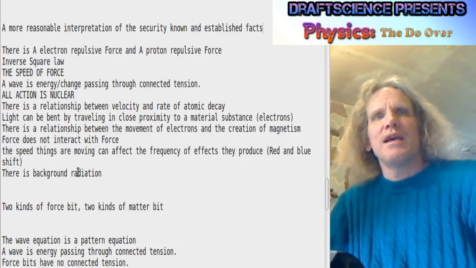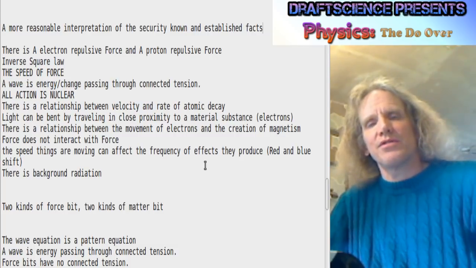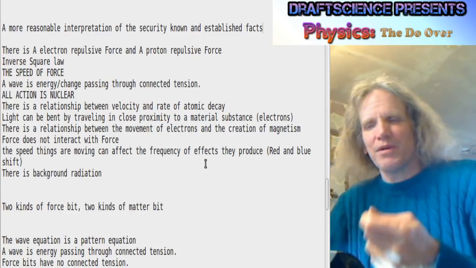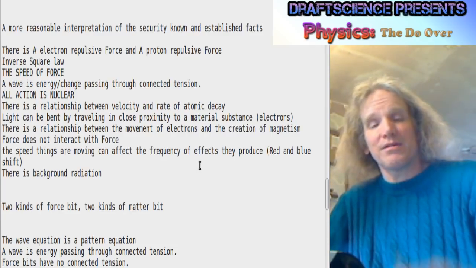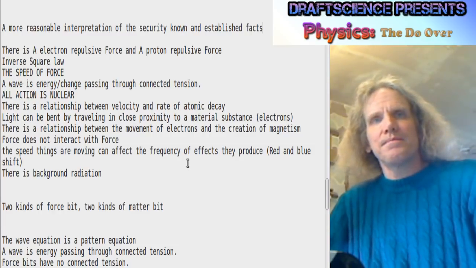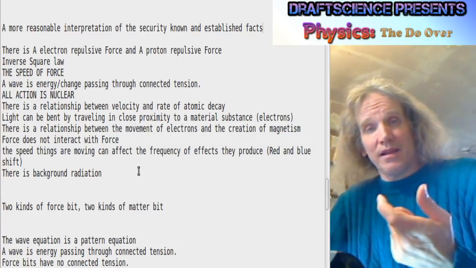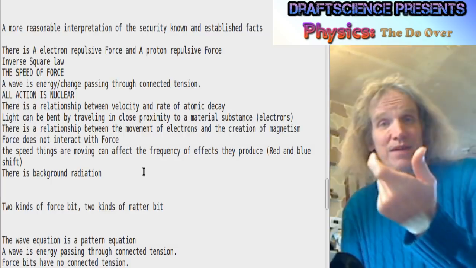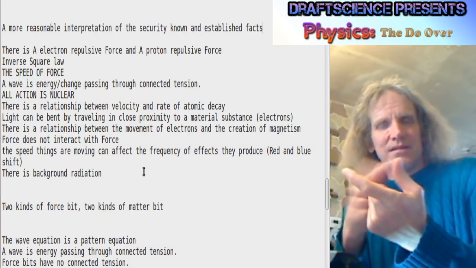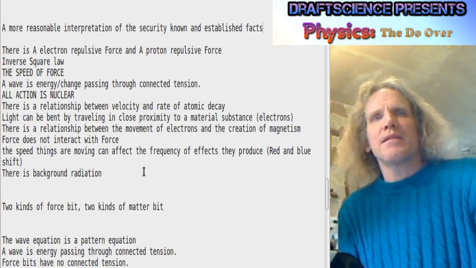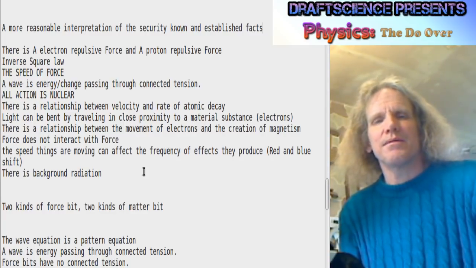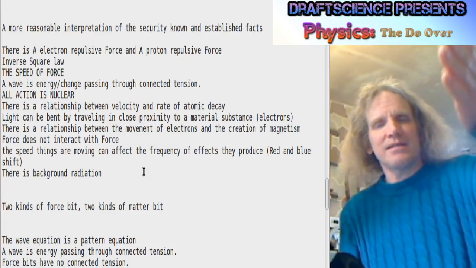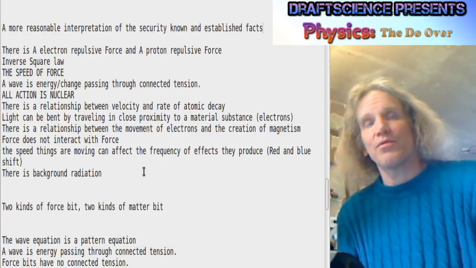Alright, a wave is energy change passing through connected tension. So the tension is whatever's being communicated between electrons, and between protons and electrons. Anytime there's communication between two bodies, there's something transferring between them that creates a pressure or a reason to move. That's a tension, and they can be under pressure. And anything that's under pressure has that tension, and that tension is what waves move through.